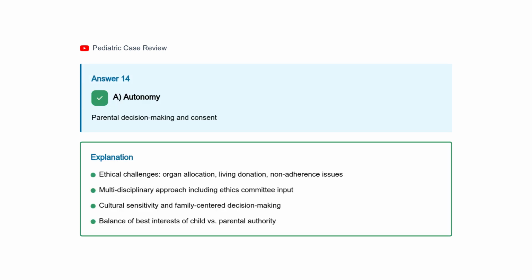This principle relates to parental decision-making and consent. Ethical challenges in pediatric transplantation include organ allocation, living donation, and non-adherence issues. A multidisciplinary approach including ethics committee input is essential. Cultural sensitivity and family-centered decision-making are important considerations. There must be a balance between the best interests of the child and parental authority in these complex situations.